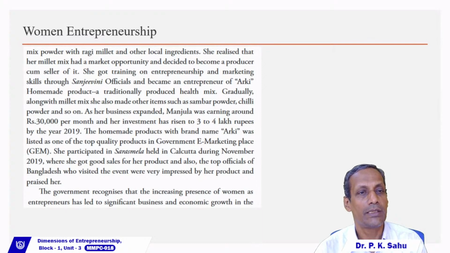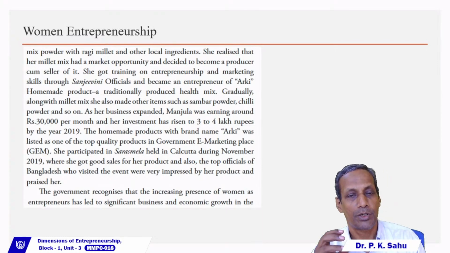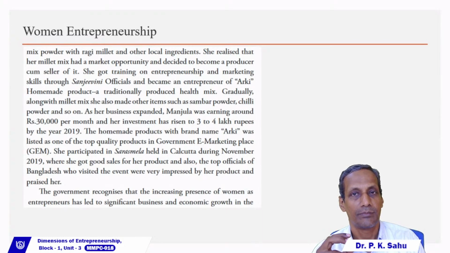Gradually, along with the millet mix, she also made other items such as sambar powder, chili powder, and so on. As her business expanded, Manjula was earning around rupees 30,000 per month, and her investment had risen to 3 to 4 lakh rupees by the year 2019. The home products with brand name Arki were listed as one of the top quality products in the government e-marketplace.